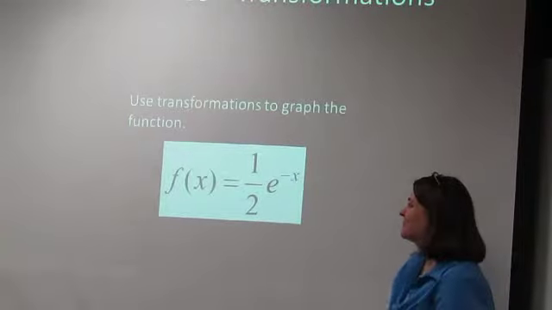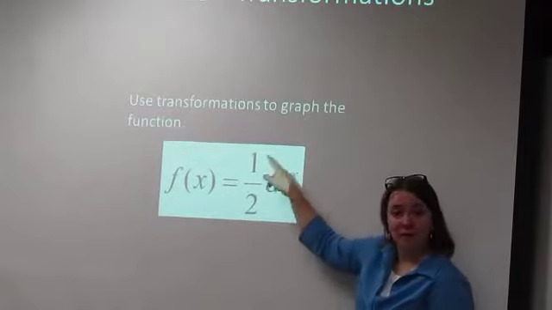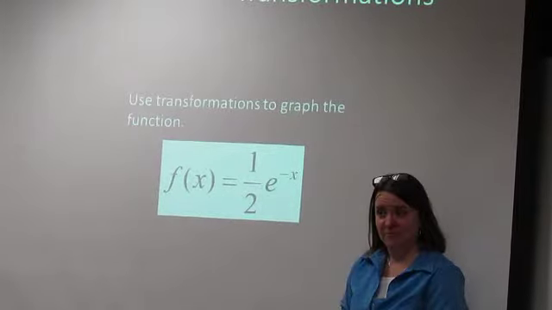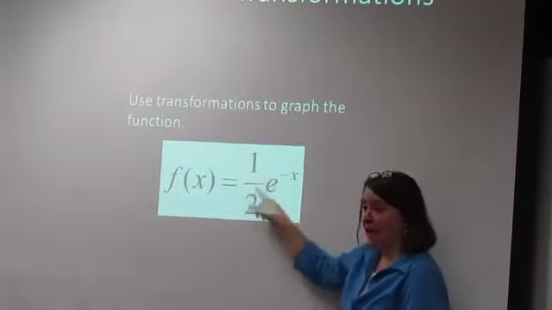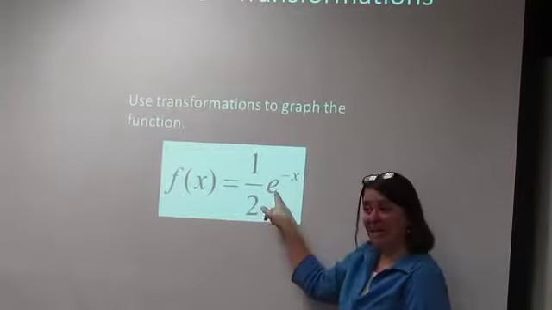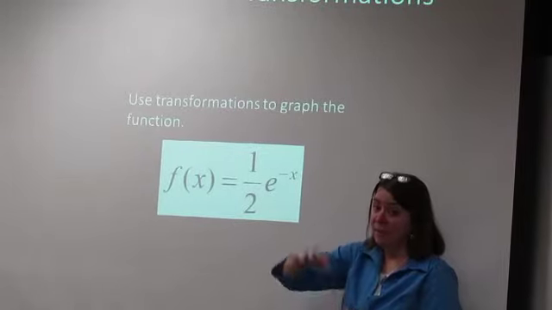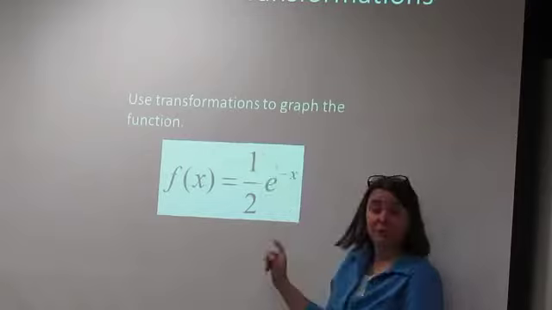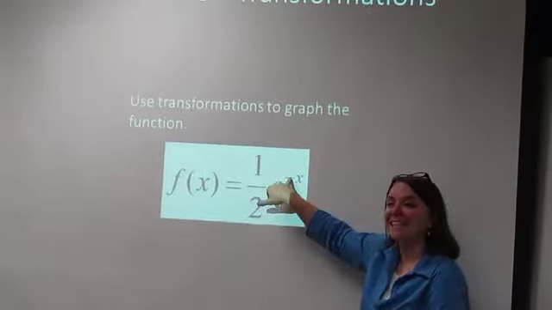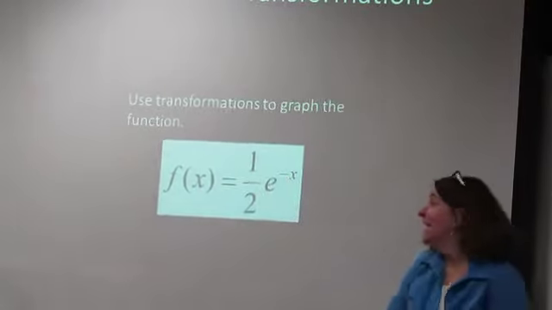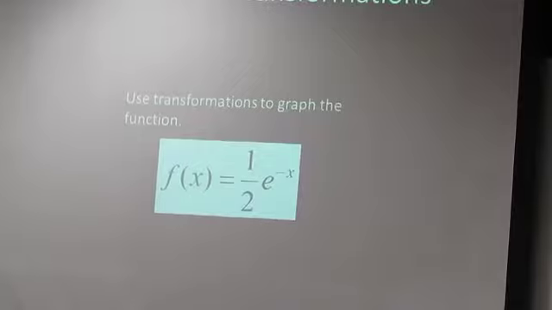I don't know. So look at the outputs. Are the outputs positive or are the outputs negative? 1/2 is positive, and e to anything is positive. So it doesn't flip it down, because these outputs are all positive. So it reflects it around the y-axis. Yeah, it's a decay function. It's going to be a decay function.